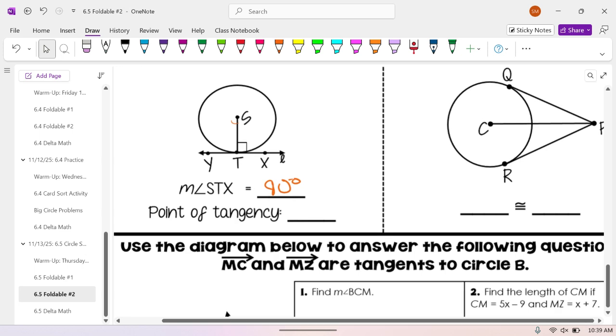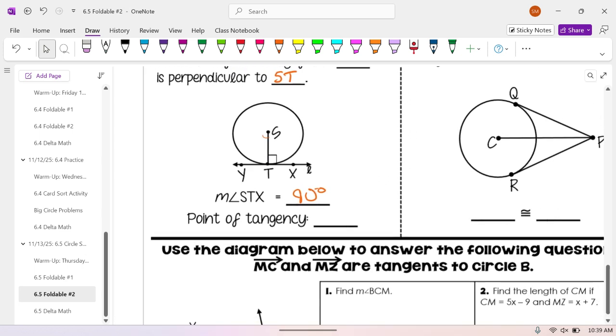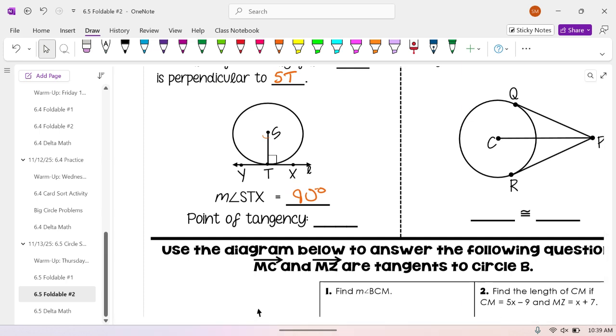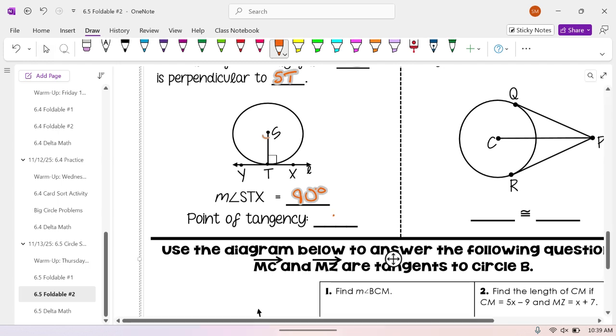So what would be my point of tangency? In other words, what point does the tangent line hit the circle? T. So the point of tangency is point T.